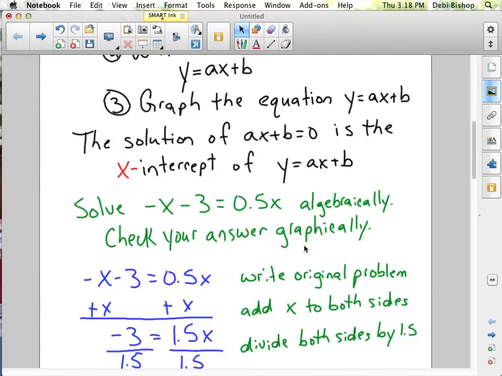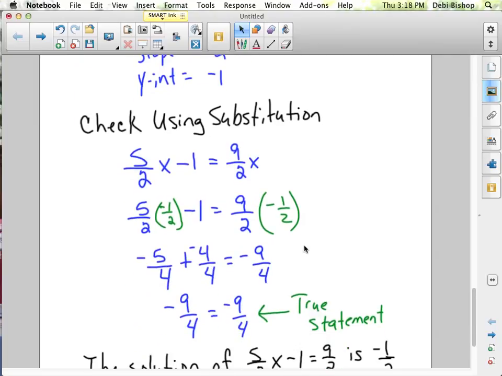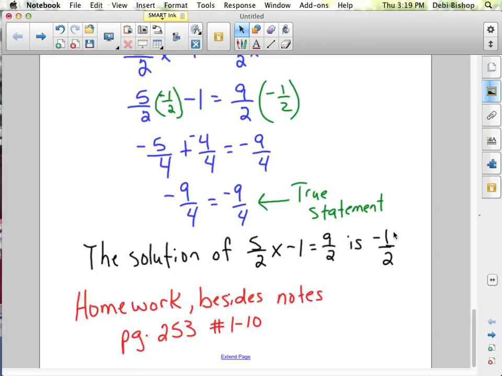So I would go back and check this. The way I'm going to check it is by substituting. Wherever I see x, I put in negative 1/2. So you can see 5/2 times negative 1/2 minus 1 equals 9/2 times negative 1/2. So negative 5/4 plus, and I change my negative 1 into a fraction so I can add them easily, negative 5/4 plus negative 4/4 equals negative 9/4. That is a true statement. So I know that my x-intercept is negative 1/2, and so the solution is this.